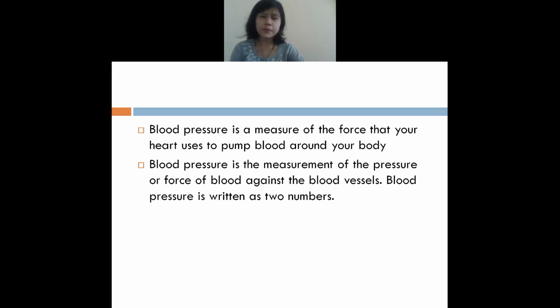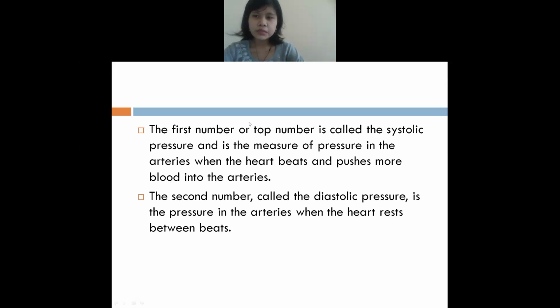About this circulatory system, I'll explain to you properly in the circulatory system chapter. So what happens here? When the heart circulates blood to all the different parts of the body, that force or that pressure is known as blood pressure, and we measure that part. And in this blood pressure, you can see it is written in two numbers. What are those two numbers?